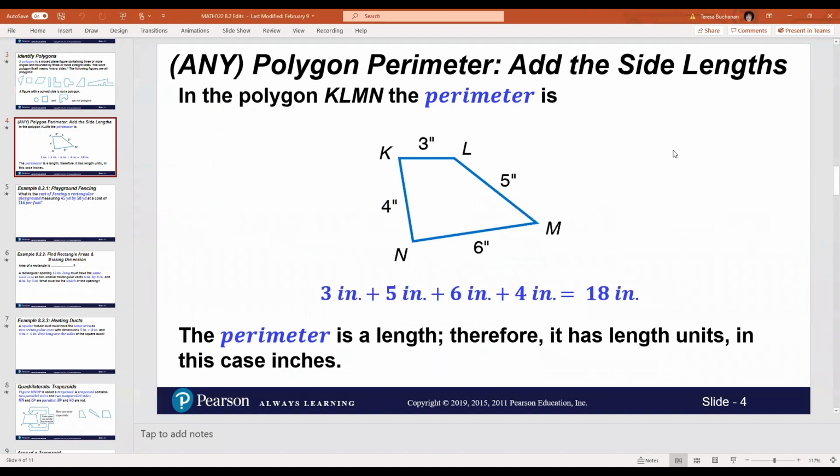So perimeter of a polygon, perimeter is just the distance around the outside. So perimeter just means that we're going to add up the side lengths. That's all that is. I'm not sure why students seem to be very puzzled sometimes about perimeter. All it is is the outside distances. It's the length around the sides. That's all it is. So we add those up.